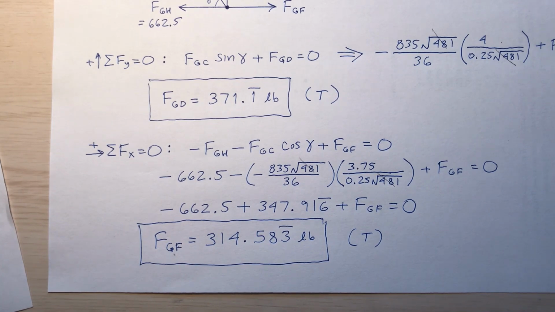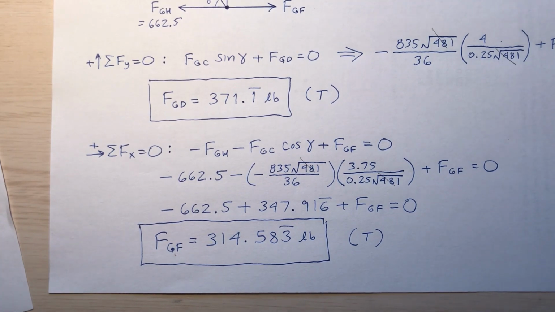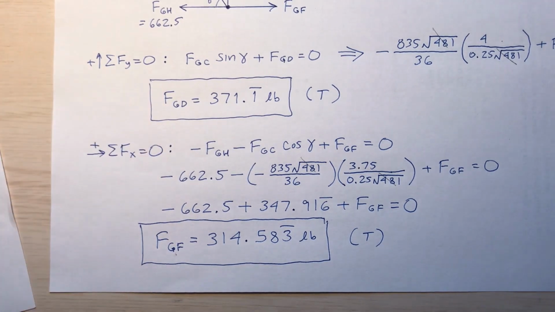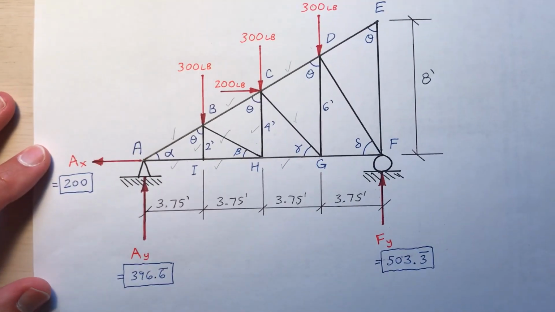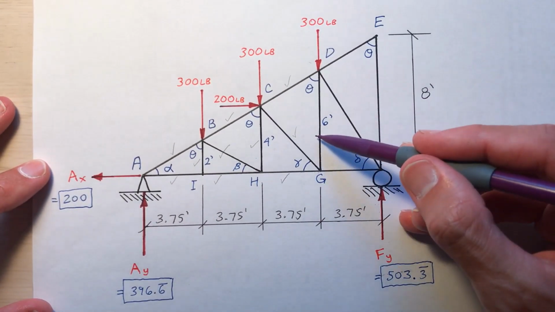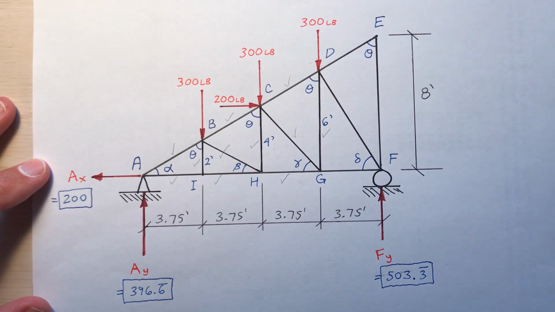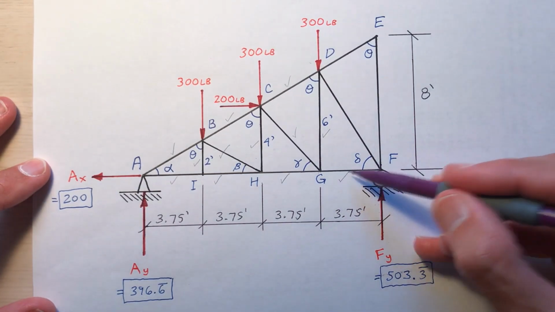So now I've found the member force in GH, not GH, I mean GD and GF. Well, I did find GH earlier, but for this particular calculation, I'm finding GD and GF. Okay, so back to this. GD, that's this bar, and then GF is this bar.